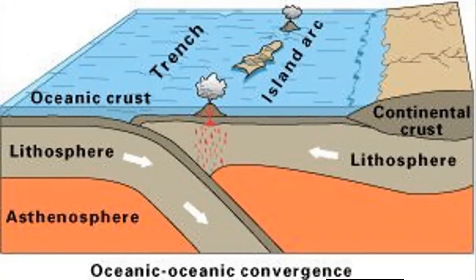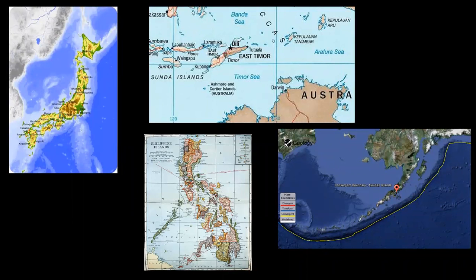So here we see where the oceanic plate is dropping beneath another oceanic plate and an island arc is being formed. Japan, Indonesia, the Philippine Islands, and the Aleutian Islands of Alaska are examples of island arcs. Here we have Japan on the far left, the Philippines on top, the Philippines, bottom center, Indonesia on top, and the Aleutian Islands of Alaska on the right.